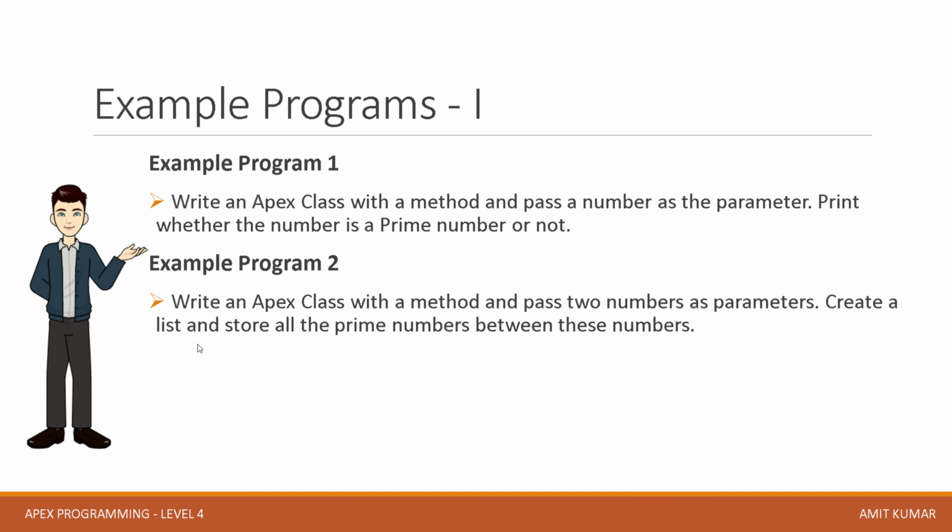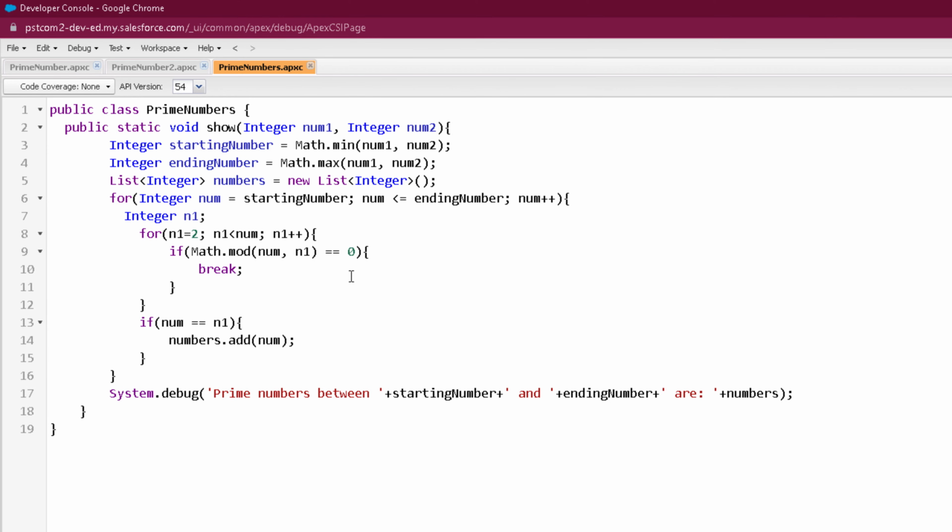Example program 2. Write an Apex class with a method and pass 2 numbers as parameters. Create a list and store all the prime numbers between these numbers. And definitely we have to print that list as well. So let's see the program. So guys, here is the program.